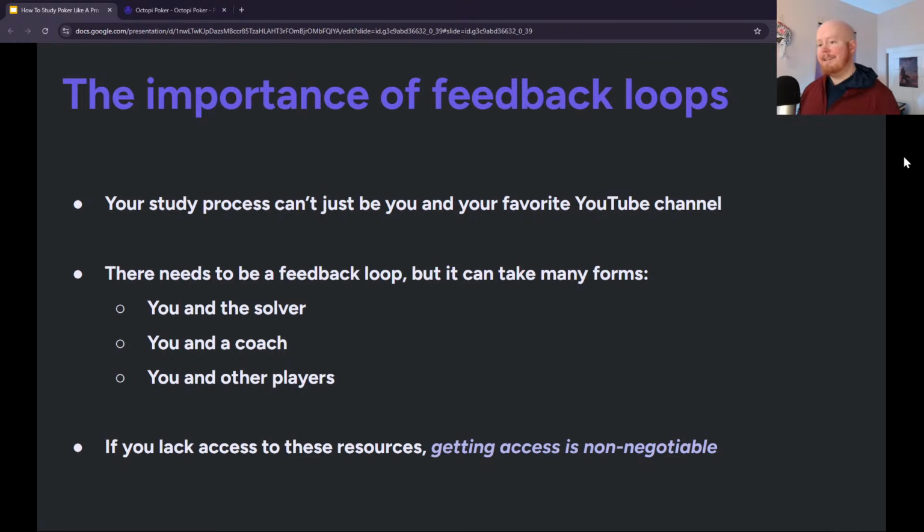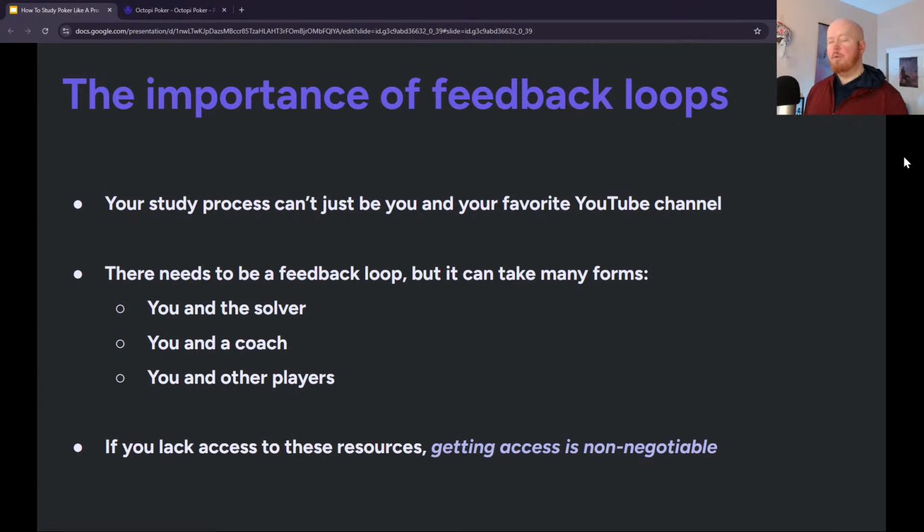And if you lack access to these resources, if you don't, for example, have a membership to a site that allows you to access solver sims or a trainer, you don't have a coach, you don't have other poker players that you talk to, poker friends, whatever it is, getting access to these resources is non-negotiable in your development process. You simply are not going to actually develop your game just by only watching videos and not doing any kind of active study or practical study. There needs to be that feedback loop. But there's plenty of flexibility in how you actually manage that feedback loop.